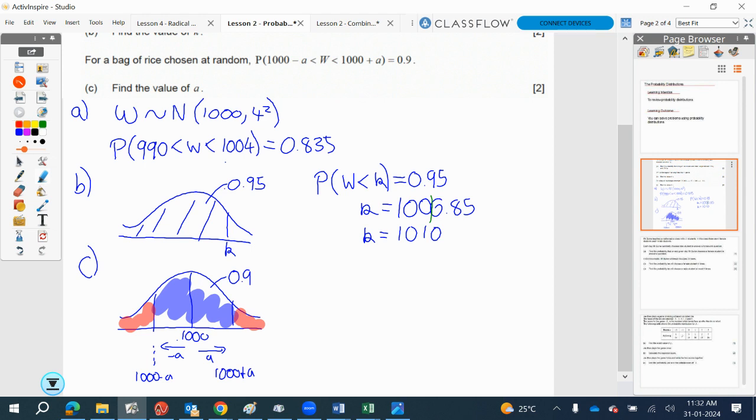So this is 0.05, and this is 0.05. So we want the probability that W is less than, what's this point here? 1,000 minus A is less than... 0.05. Have a go at finding A for yourself now. Use your calculator.